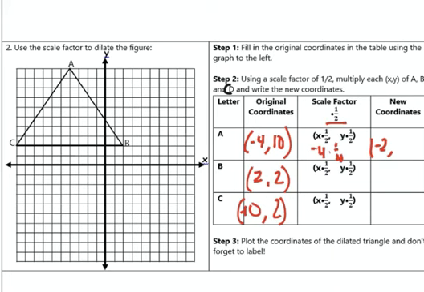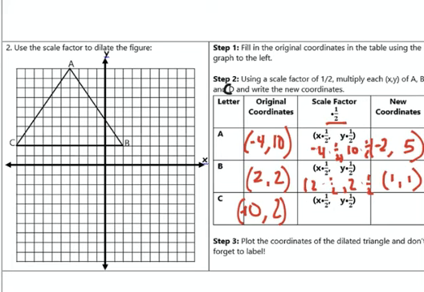Okay, and then for y, we have 10 times half. Half of 10 is a +5. So my new coordinate for A prime would be -2, +5. Okay, let's look at the next one. We have 2 times half twice. So what's 2 times half? Well, half of 2 is 1. Okay, and both coordinates are the same, so they're both going to be 1, 1.